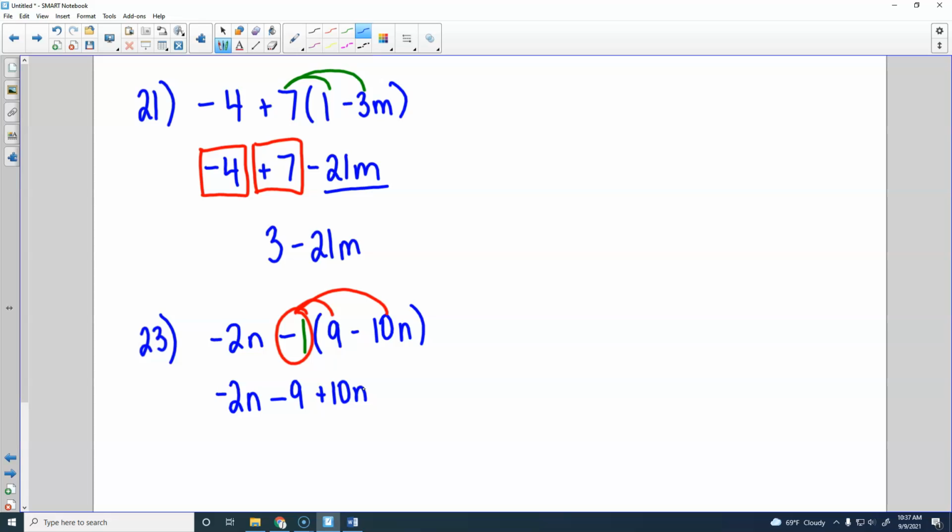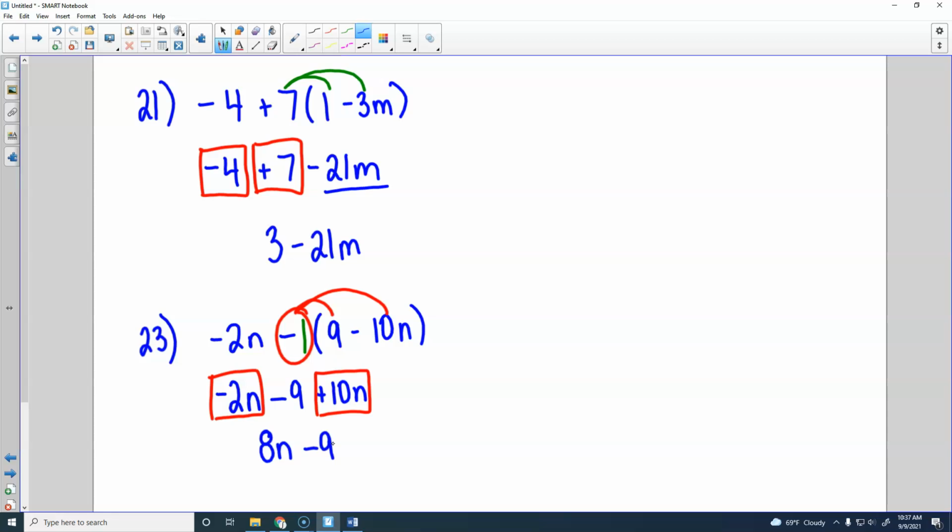Okay? So Caroline, is there anything that I can combine now? Okay, so this -2n and this positive 10n can go together. What am I going to get when I put those together, Caroline? 8n. And then we'll just put the -9 over here at the end. Okay, questions?